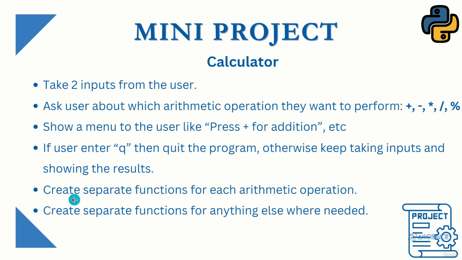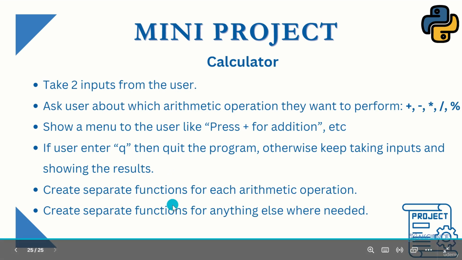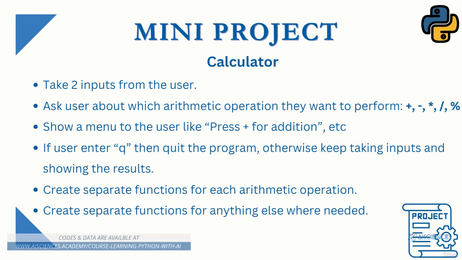Now, obviously, so far we can see there's going to be a loop. There are going to be multiple if-else conditions. But we have to create a separate function for each arithmetic operation. So now the code should be very nice and clean. Everything should be done in the functions, and only the function names should be used in the main program. And then we should also create functions for anything else as well where needed.